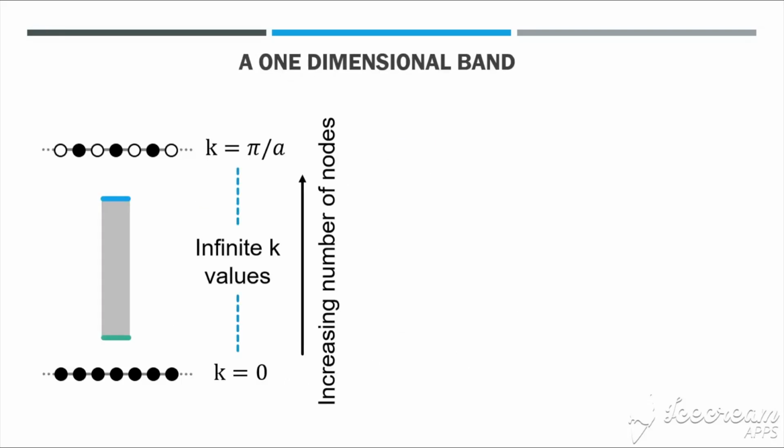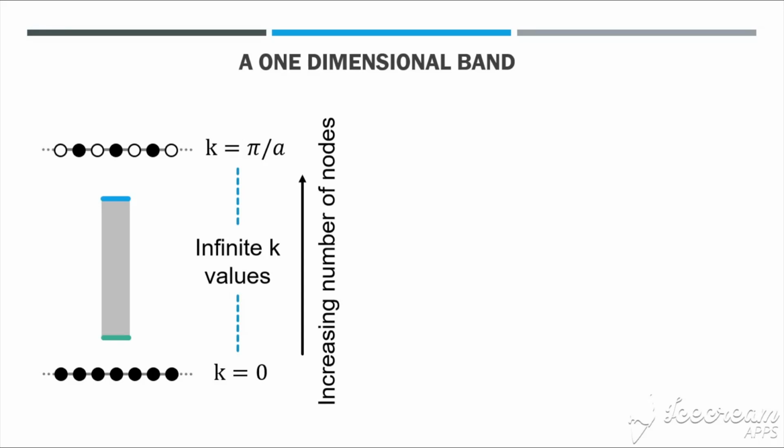Intuitively, when we increase k from 0 to pi over a, we will increase the number of nodes, hence we are increasing the energy of the orbitals. However, if k is smaller than 0 or larger than pi over a, we do not get a new wave function, but an old one that is similar to those in the range between 0 to pi over a. This is what we call the first Brillouin zone, the range of unique k.